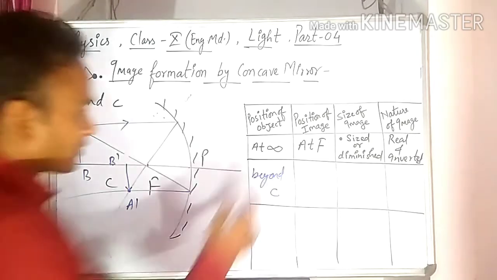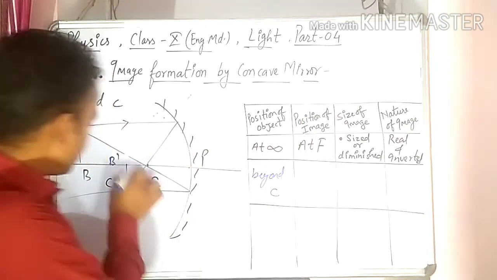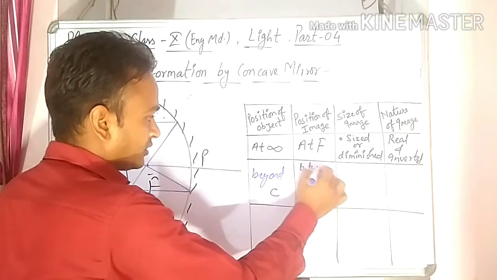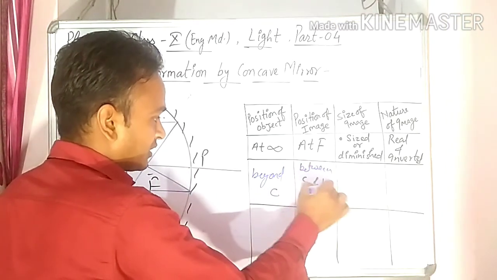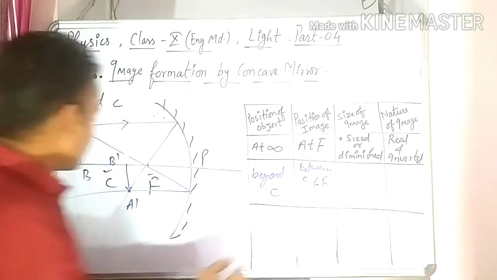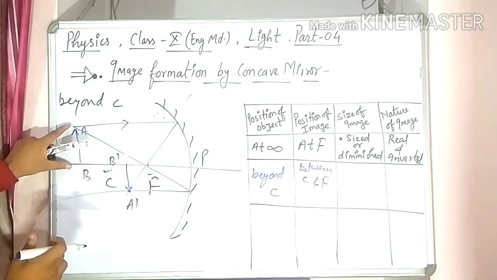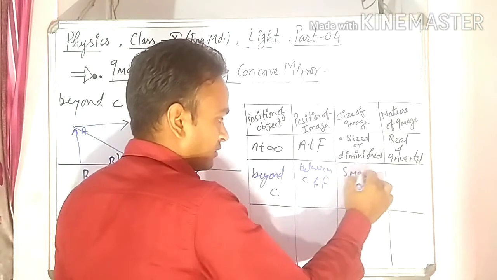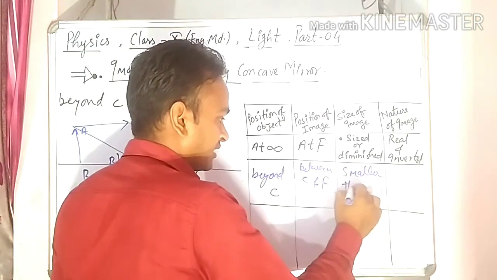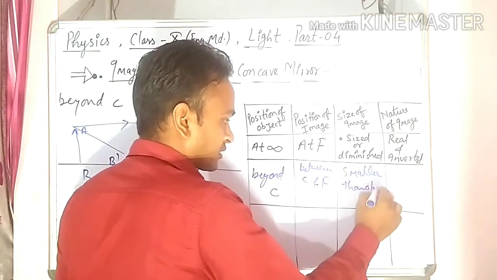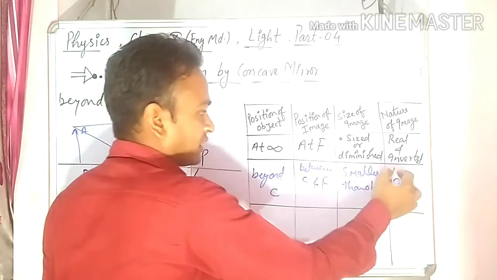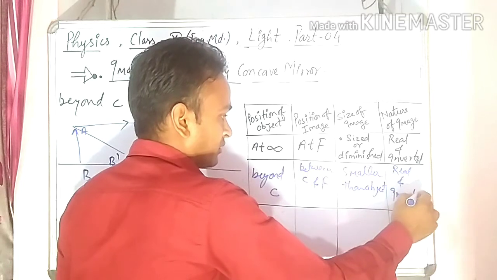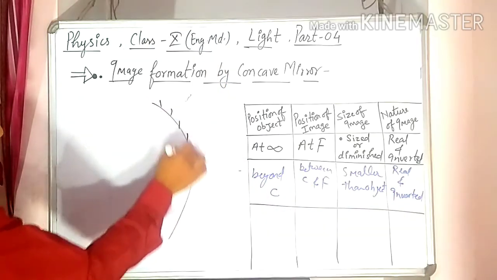Inverted. Position of image is between C and F. Size of image is smaller than the object. Real and inverted.